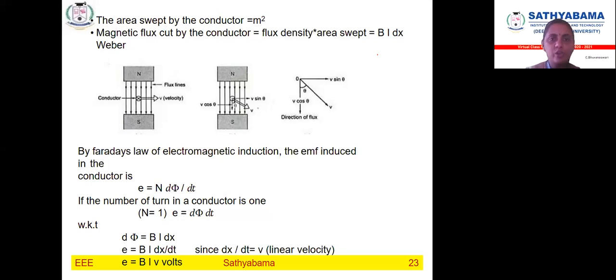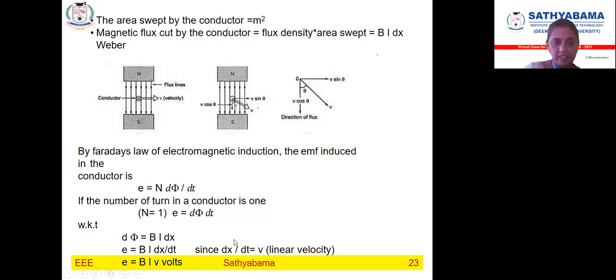By Faraday's law of electromagnetic induction, the EMF induced in the conductor is E is equal to N d phi by dt. If the number of turns is assumed to be 1, then we call it E is equal to d phi by dt. Or we know d phi is equal to BL dx. Clear? Dx is going to be the change of distance. Or E is equal to BL dx by dt, or E is equal to BLV.